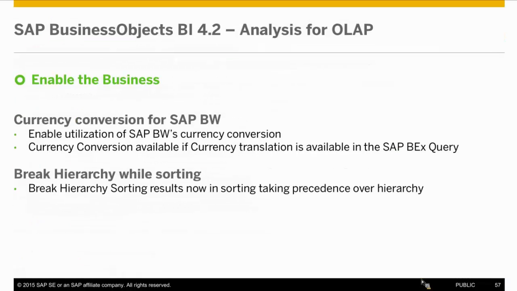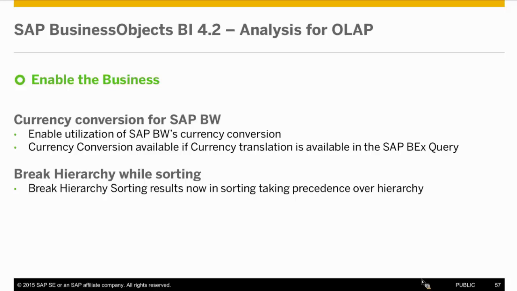On the BW side, we added currency conversion natively driven by SAP BW. So if you have currency conversion available in your BEx query and the translation is available, Analysis for OLAP can push back the currency conversion to the SAP BW engine and get, for instance, for US dollars, the at that point in time valid currency translation into, as an example, a euro.